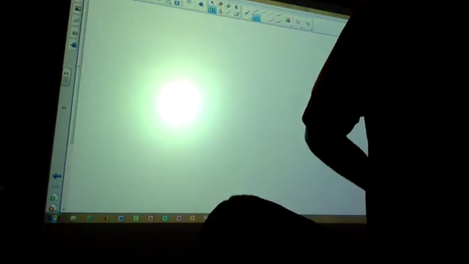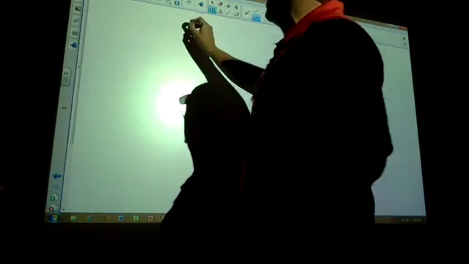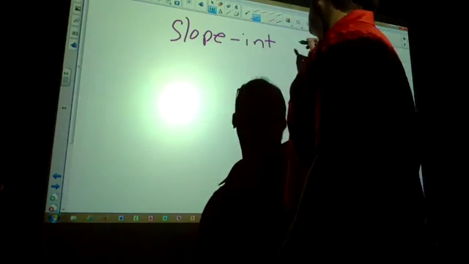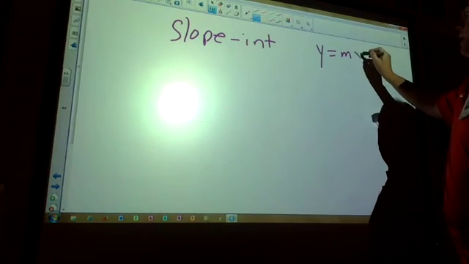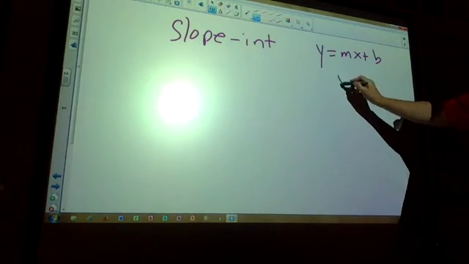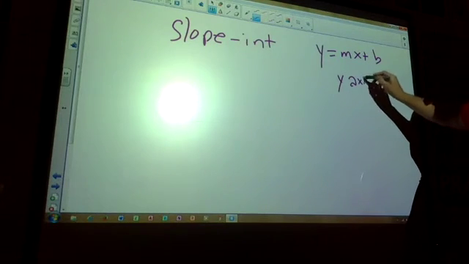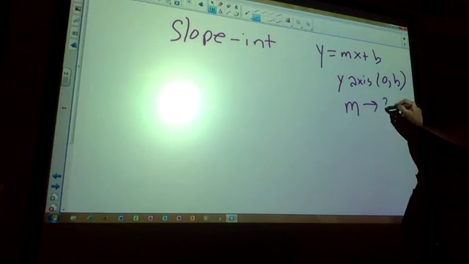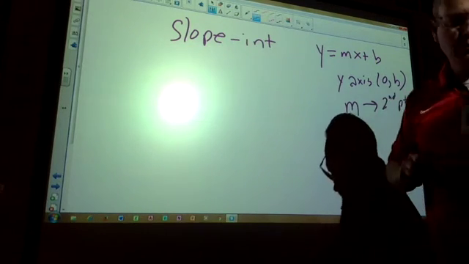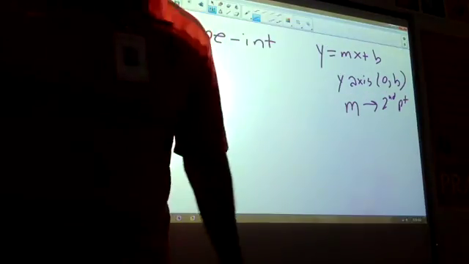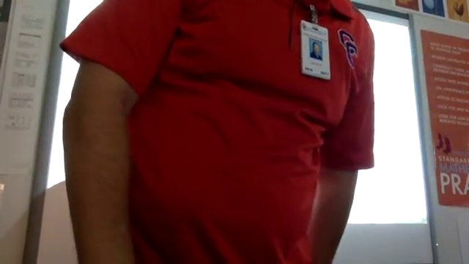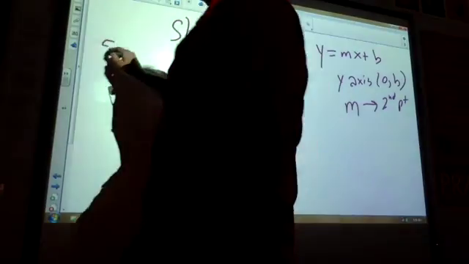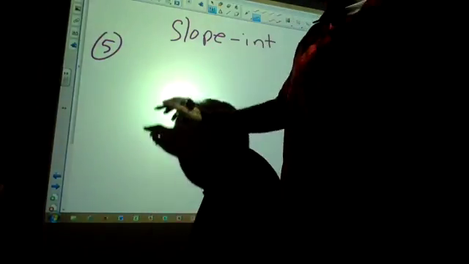All right. So the first question we have, we are using slope intercept, which is y equals mx plus b, which means that it shows where it crosses the y-axis at the point 0, comma b, and then we use the slope to find the second point. Correct? Yes. All right. So use slope intercept form. I'm going to go to number 5. And why am I going to number 5?